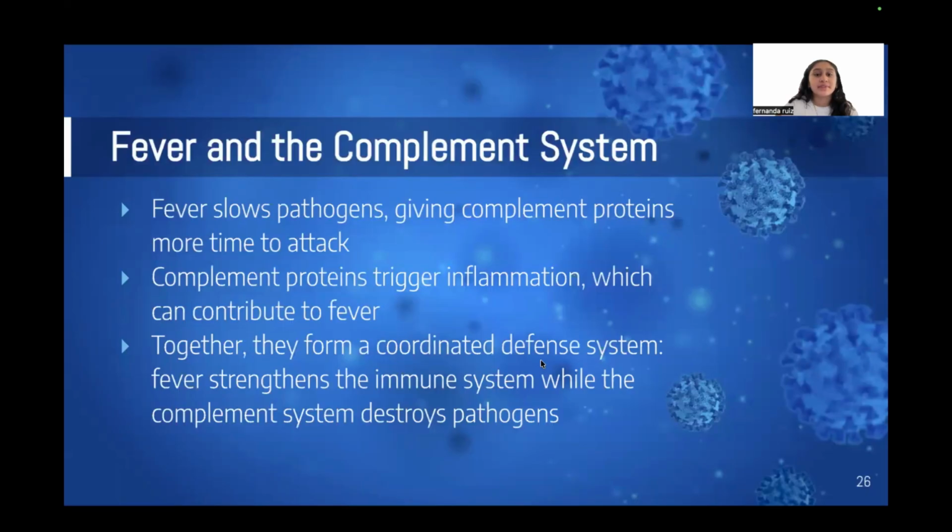Fever and the complement system correlate because fever slows pathogens, giving complement proteins more time to attack. Complement proteins also trigger inflammation, which can contribute to fever. Together they form a coordinated defense system. Fever strengthens the immune system while the complement system destroys the pathogens. So they work together to fight off the infection and help each other throughout the whole process.